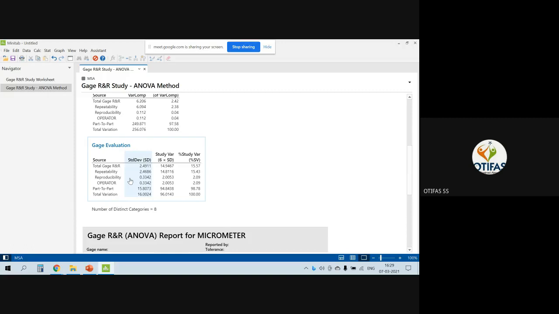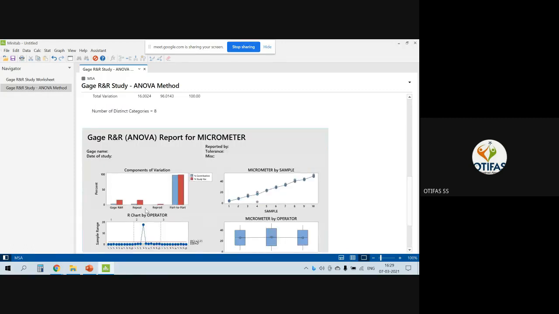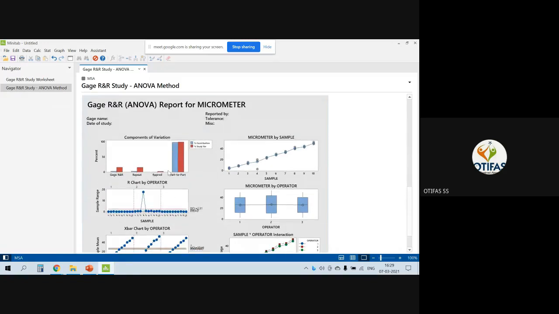That means there is some problem with our gauge. Our operators are okay; the variation because of the operator is permissible. But the variation because of the gauge is showing more. So here we will check the gauge variation, and we can do a proper calibration of the gauge.